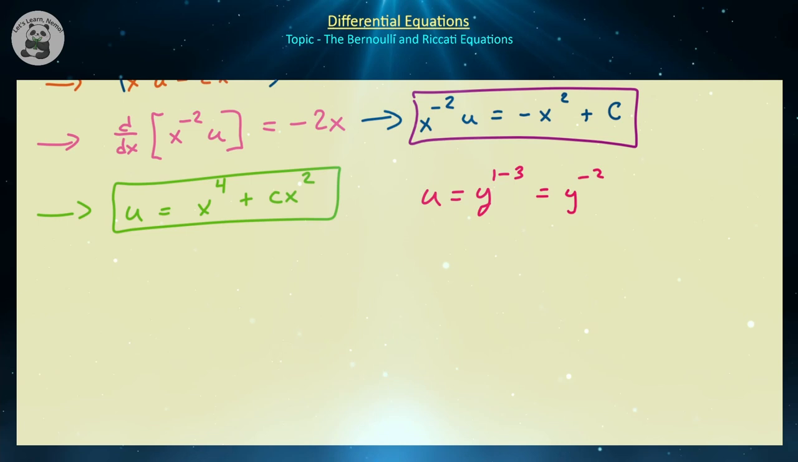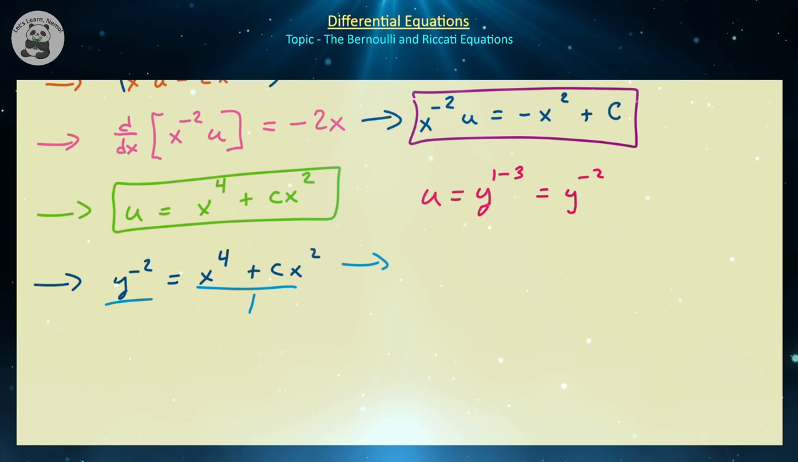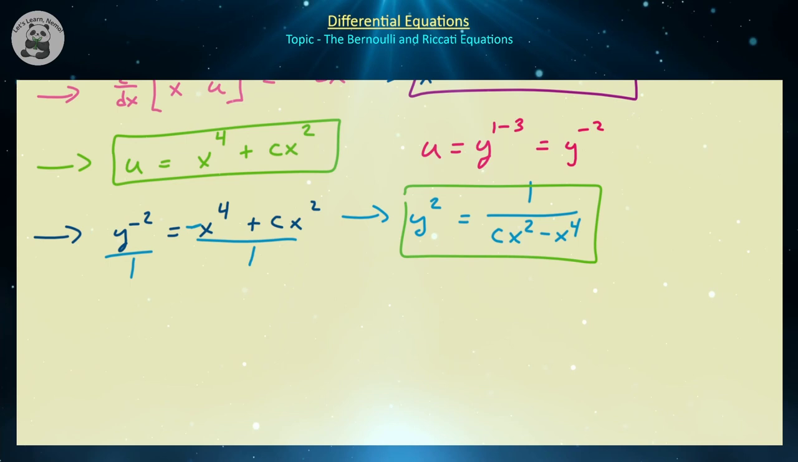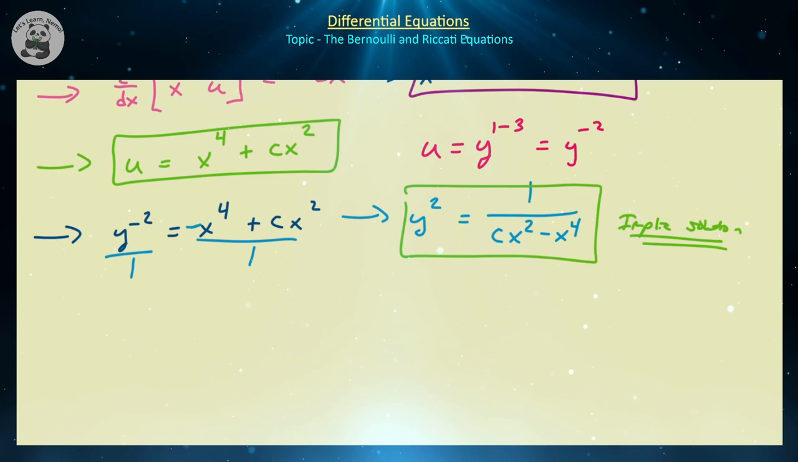So that means we're going to have y to the minus 2 is equal to x to the 4th plus cx squared. And then we can reciprocate both sides of this equation because they're both over 1. So we're going to have y to the positive power of 2 is equal to 1 divided by, let's write it as, we're missing a minus sign, are we not? Because that should be minus x to the 4th, so let's not forget that. So that means we can write this as cx squared minus x to the power of 4. And this is our implicit solution. That's our implicit solution. You can introduce square roots and absolute value functions if you want, but I think that is a nice solution to the original Bernoulli differential equation, which we solved via Bernoulli substitutions.